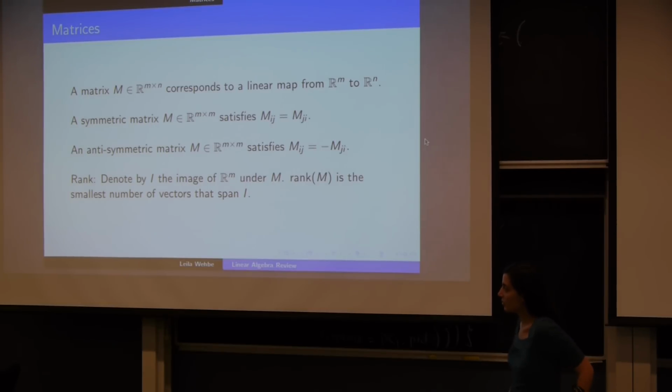And finally, you should have seen before the notion of rank. If you think of the image of R^m under the matrix M, and you call it I, then the rank of M is the smallest number of vectors that span that image I. Or if you think about the eigenvalue decomposition of a matrix, then the rank of the matrix would be the number of non-zero eigenvalues you have.